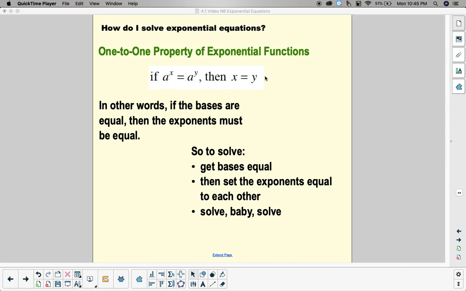got to be equal. So to solve directly algebraically, what we want to do is try to get the bases equal on the left-hand side and the right-hand side. Then we set the exponents equal to each other, and then we solve the linear equation or quadratic equation, whatever type of equation we get from the exponents.